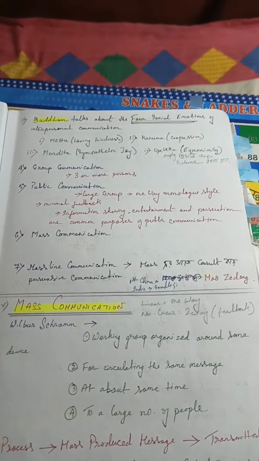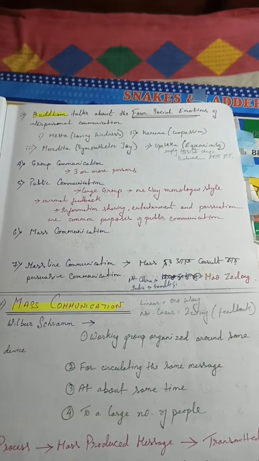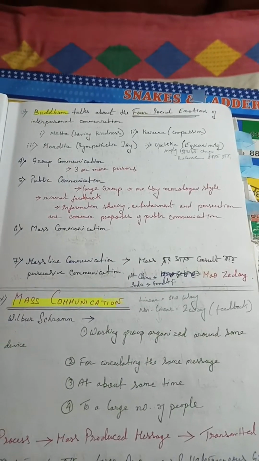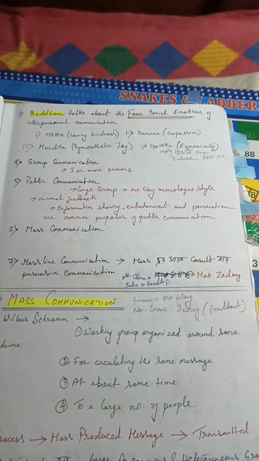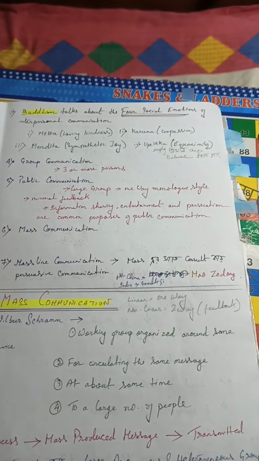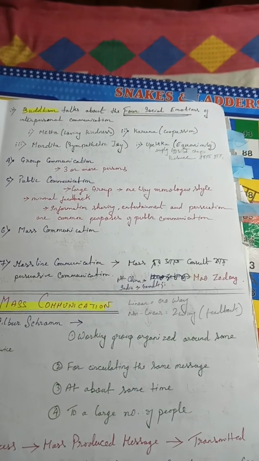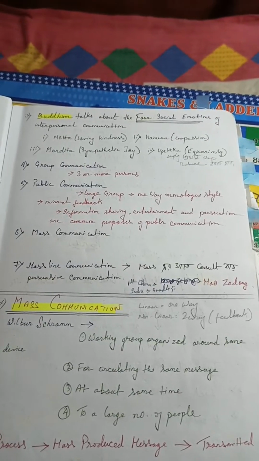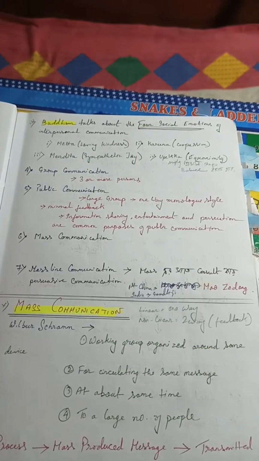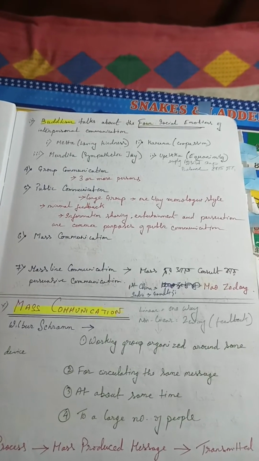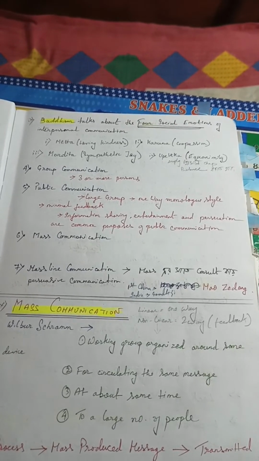Group communication: if we talk about group communication, we have 3 or more people communicating. If we talk about public communication, we have a large group, one way, monopoly style, with minimal feedback. Information sharing, entertainment and persuasion are common purposes of public communication. Then we have mass communication. Mass line communication means we can communicate with the masses. It's a famous concept given first by Mao Zedong in China.